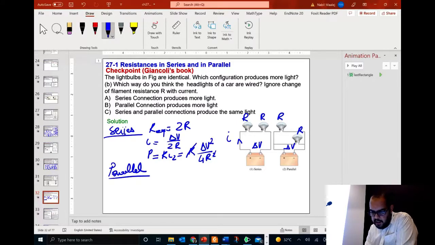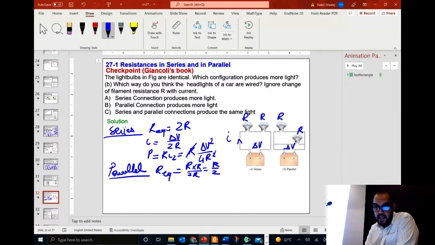Parallel. Okay, so now the resistances are in parallel. I can determine the R equivalent. R equivalent is the product divided by the sum. That's R squared divided by 2R, which is R over 2. So that will be R times R divided by 2R. It's R divided by 2.